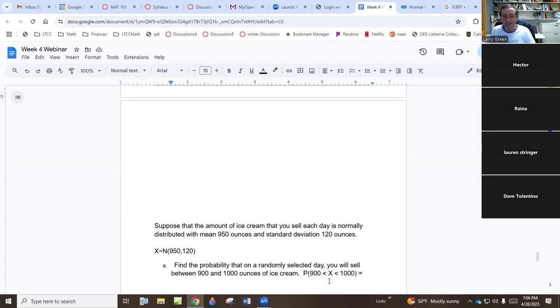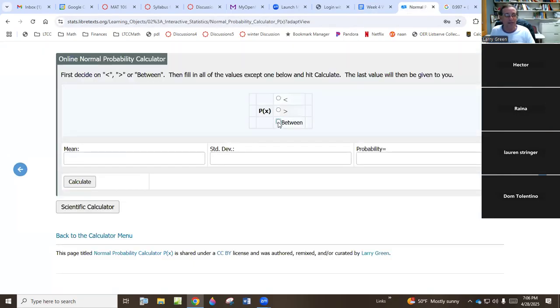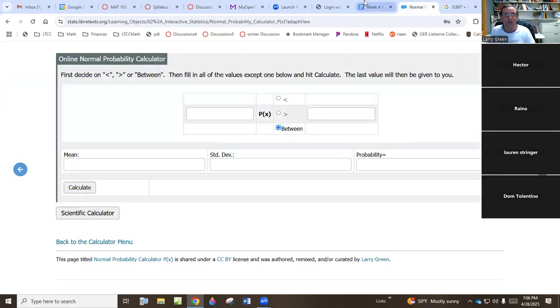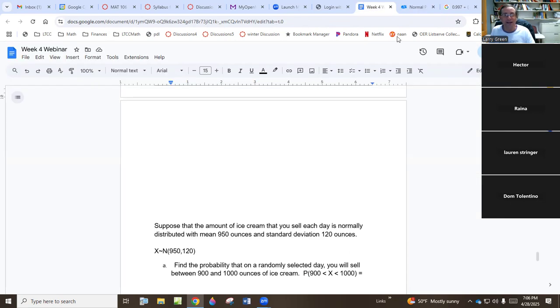Hopefully you've got it now that we've done some examples. So which is it? Less than, greater than, or between for what we want? Yeah, we want between. So I can click between, ask for the two numbers. The numbers are 900 and 1,000.